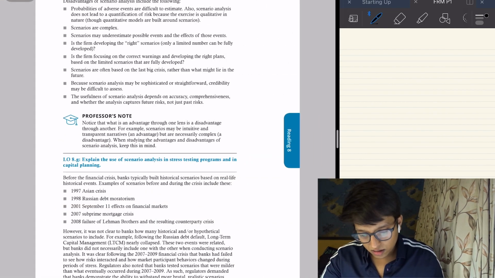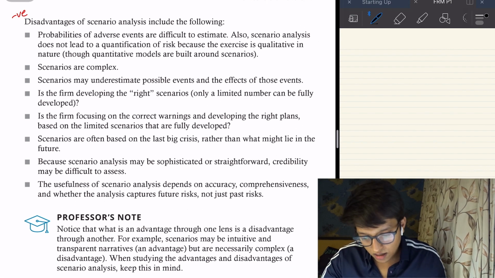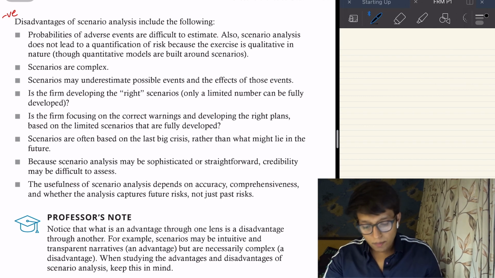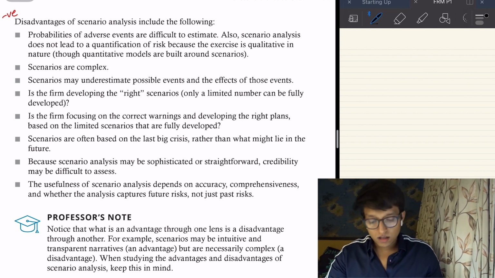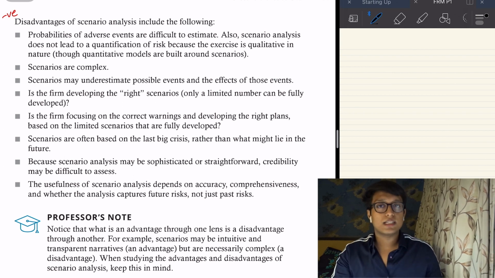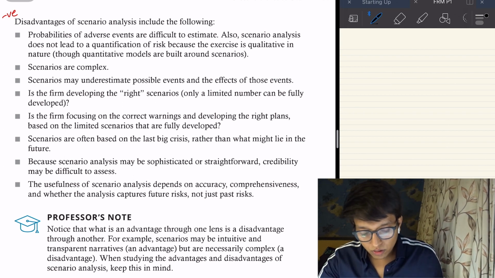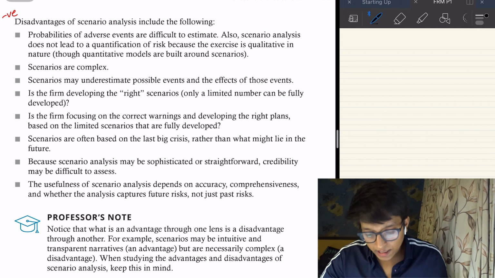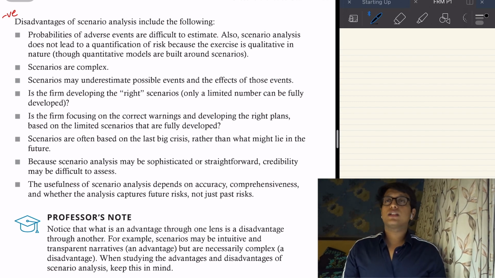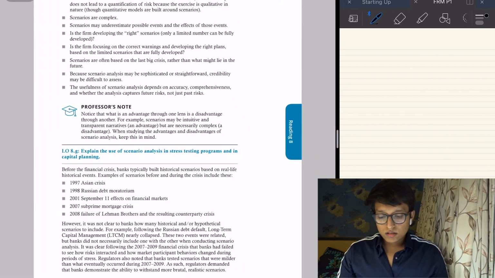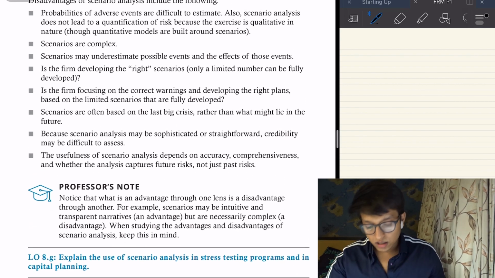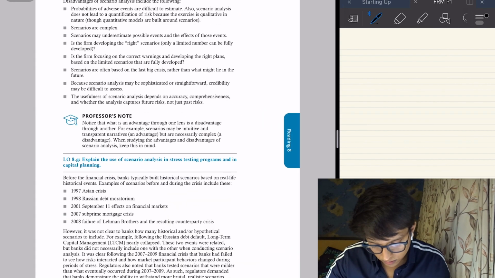And just read through the disadvantages: the probabilities are difficult to estimate, and scenarios are complex. Now, who imagined COVID would cause such a big crisis? I mean, there were people who made movies, etc., but you get what I mean. Is the firm developing the right scenarios? Again, same thing repeated. Some things are given as advantages, and the same things are given as disadvantages. So just read through this.